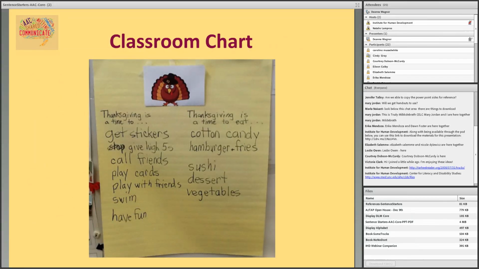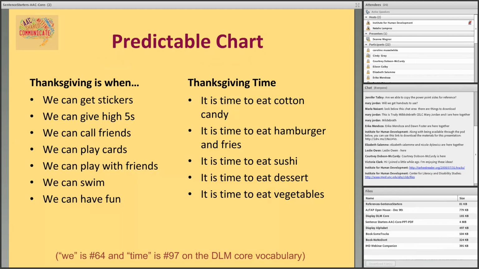So going back to our little classroom chart that we talked about at the beginning, if I were to make this into a predictable frame and use it as a predictable chart writing activity, I could get lots of ideas from this chart. The next day we could go back and say, how can we use some of these high frequency core words? "We" is not in the top 40, but it is in the top 100, and so is the word "time."